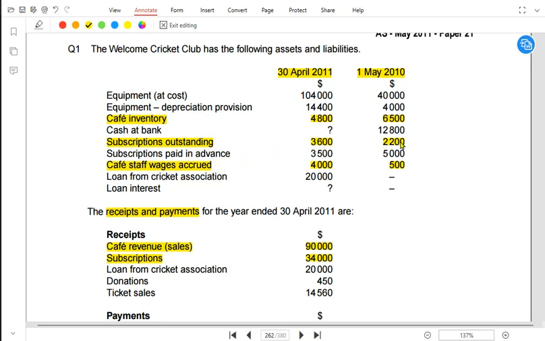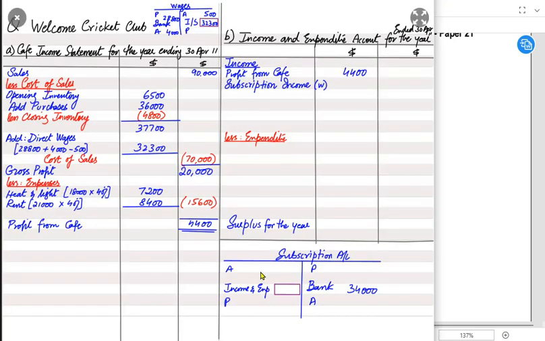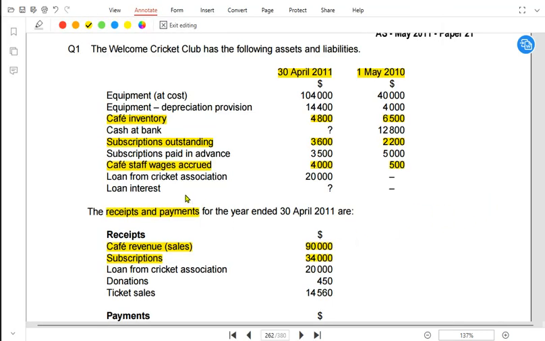Now, the opening for accrued would be on 1st May. Opening is 2200 and closing is 3600. The opening accrued would come on the debit side and the closing accrued would come on the credit side. Now, beta, instead of writing accrued, I am going to write balance b/d, and instead of writing this closing accrued, I am going to write balance c/d. Now, what about the prepaid income? For the prepaid, the examiner used another word, that is advance.